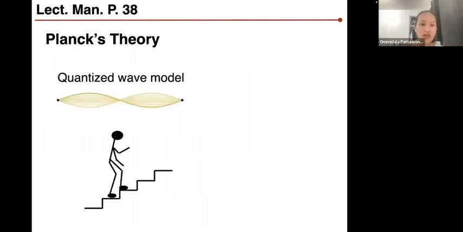Okay, so this wave model now is going to look at quantized energy, or the standing wave. So it's not going to be explained as the continuous wave. This quantized wave model is going to be a fixed amount of wave, right? It's going to be the standing wave, similar to how you walk up the stairs, right? So every step that you walk up is going to increase in a fixed increment.